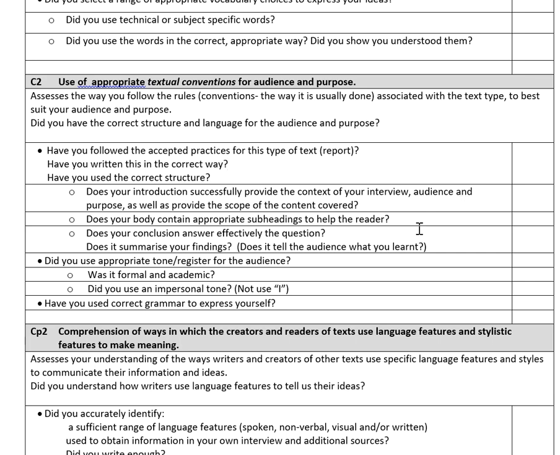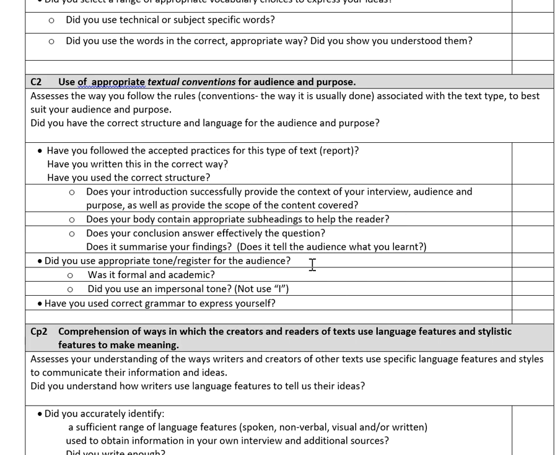Does your body contain appropriate subheadings to help the reader? Yep, either put in your own or make sure you use the structure provided. Does your conclusion effectively answer the question? Does it summarize your findings, or does it, say again, repeat a short version of what you've already said in your body? Does it tell the audience what you learned?